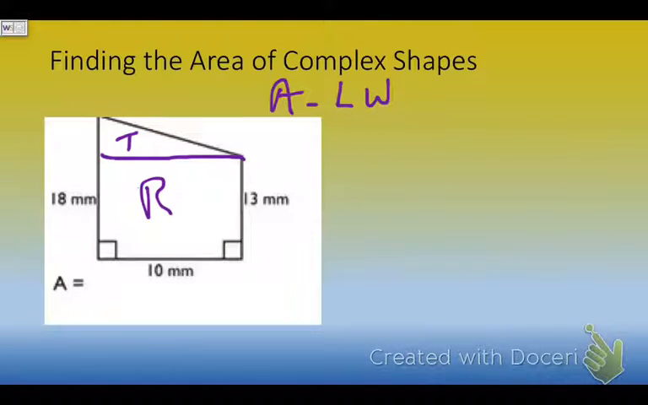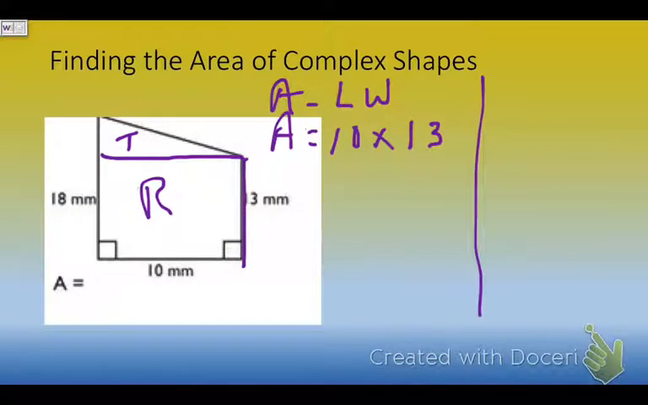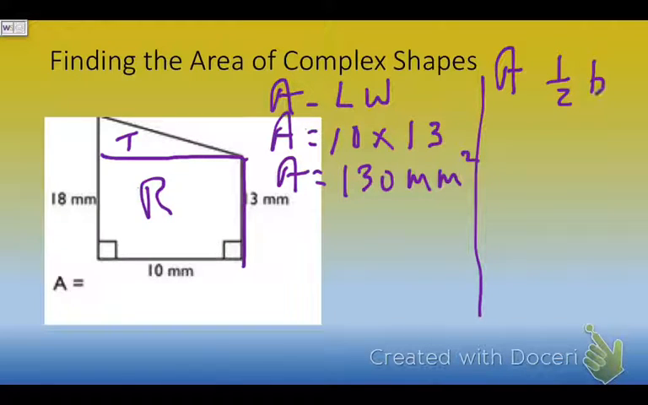length times width. A equals 10 times, and I'm going to take this side right here, which is 13. And if I take 10 times 13, my area is 130 millimeters squared. I also have a triangle. Remember, A equals 1/2 BH. All right. A equals 1/2 times my base. What's my base?